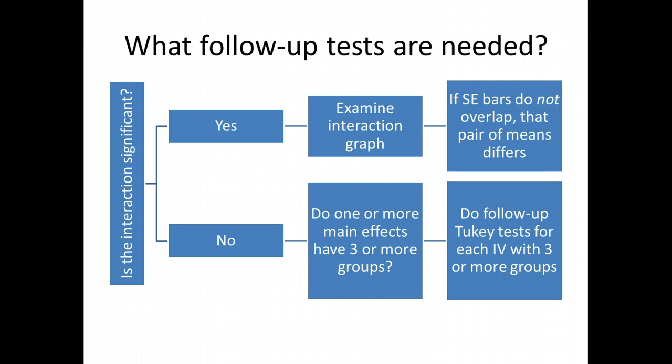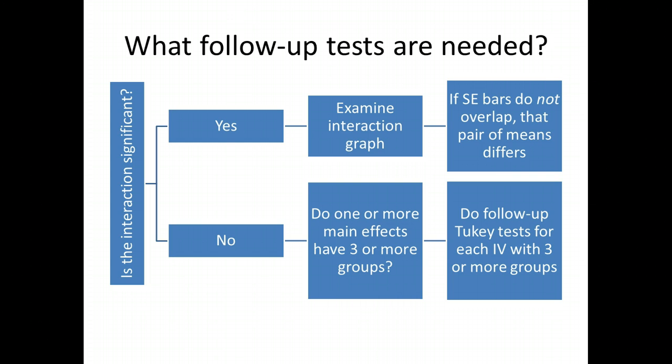And when you look at that graph, if the standard error bars do not overlap, then that pair of means differs significantly. And I'll show you that in a second. If the interaction is not significant, then ask yourself if one or more of your main effects has 3 or more groups. If you've got a variable with 3 or more groups, then you need to do Tukey follow-up tests.